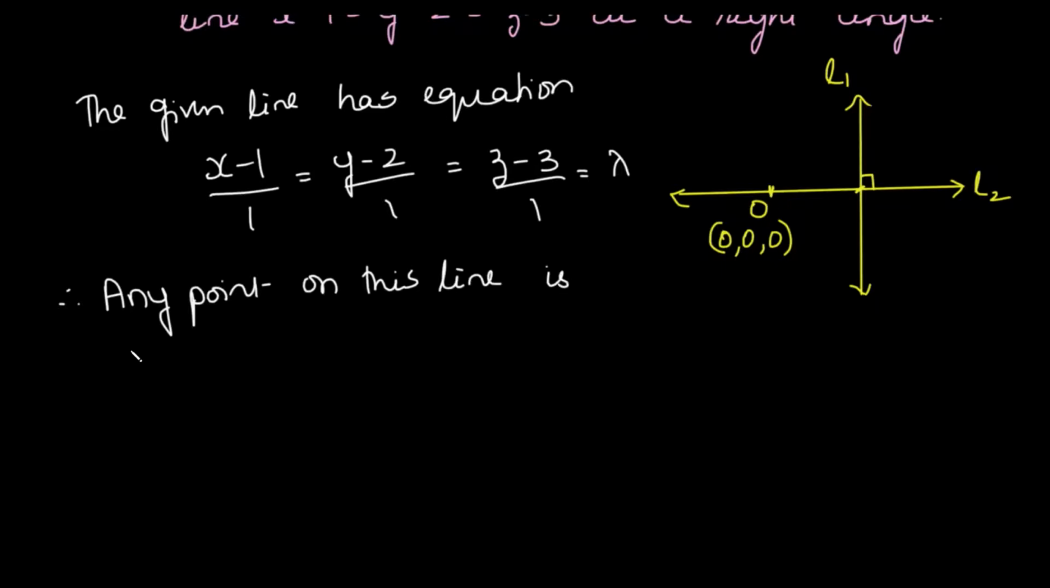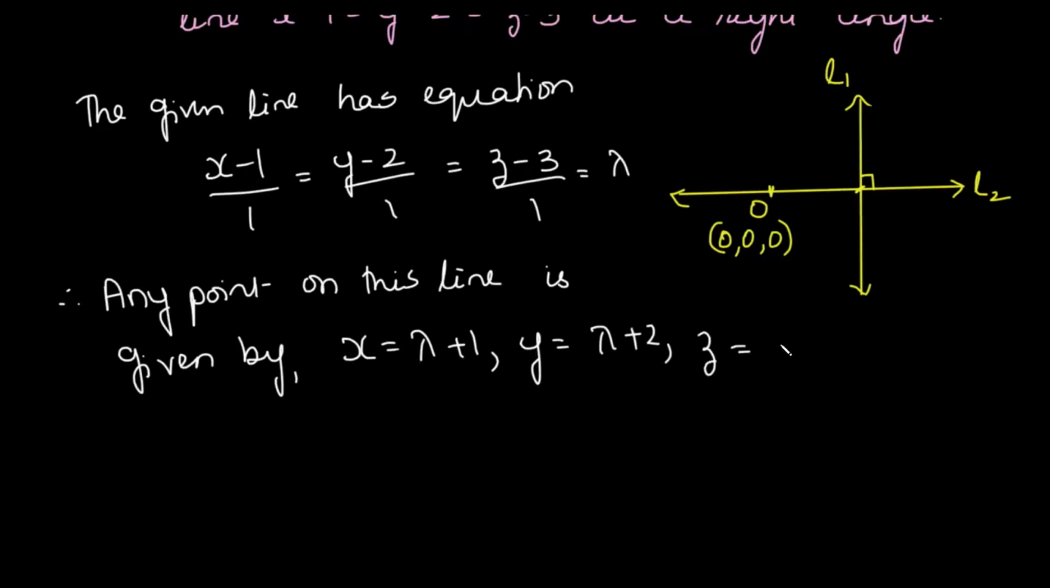is given by, that is, has the coordinates x is equal to lambda plus 1. The coordinate of any point on this line is given by x is equal to lambda plus 1, y is equal to lambda plus 2, and z is equal to lambda plus 3. Cross multiplying and simplifying each, we get these particular coordinates. So any point on the line is lambda plus 1, lambda plus 2, lambda plus 3. So these are the coordinates of those points.